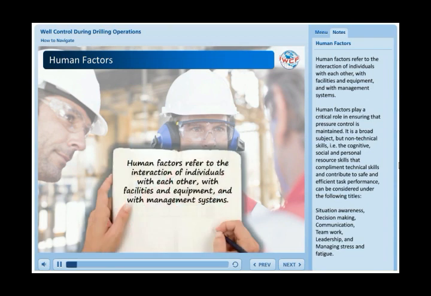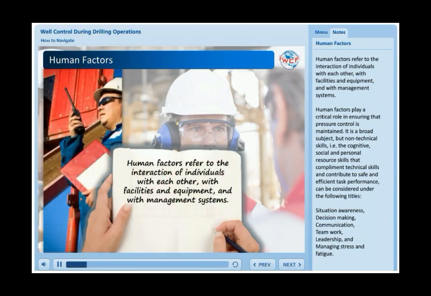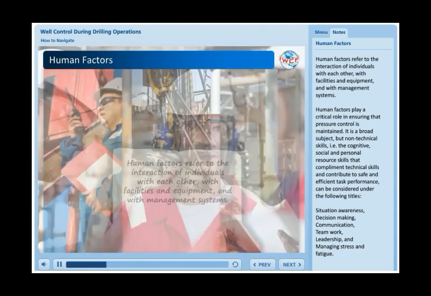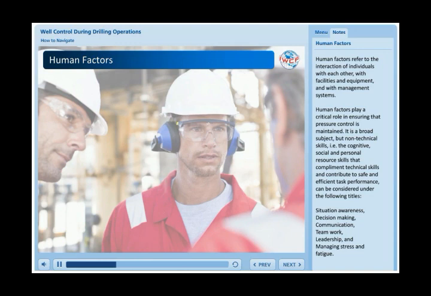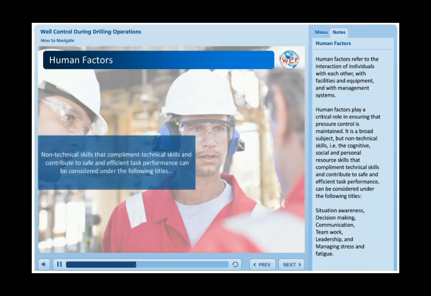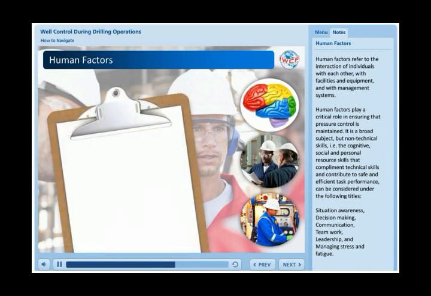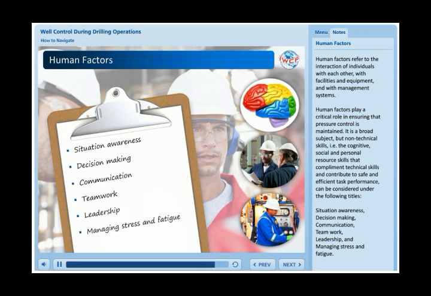Human factors refer to the interaction of individuals with each other, with facilities and equipment, and with management systems. Human factors play a critical role in ensuring that pressure control is maintained. It is a broad subject, but non-technical skills, i.e. the cognitive, social, and personal resource skills that complement technical skills and contribute to safe and efficient task performance, can be considered under the following titles: situation awareness, decision-making, communication, teamwork, leadership, and managing stress and fatigue.